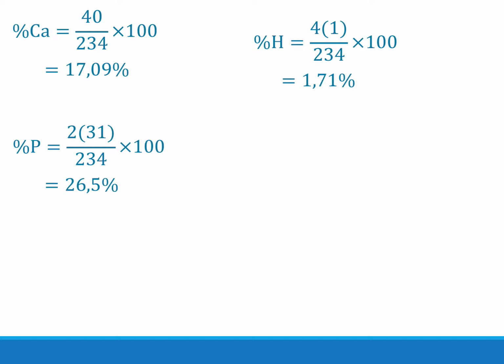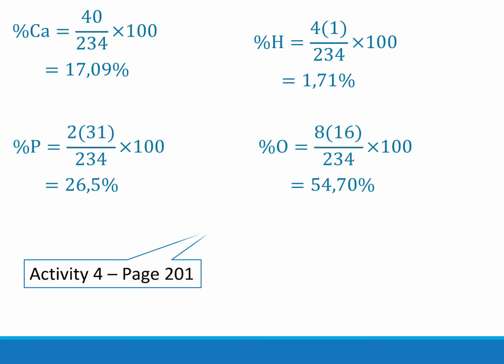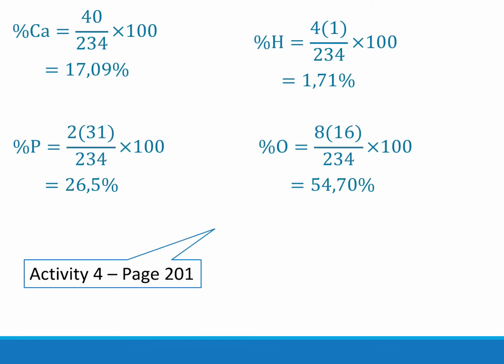26.5%. There are 8 oxygens. Be careful. So, the last activity you need to do, you might need to go and watch this again, is activity 4 on page 201. That's your next one.